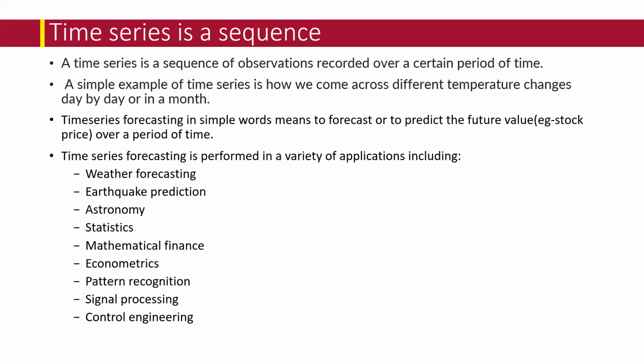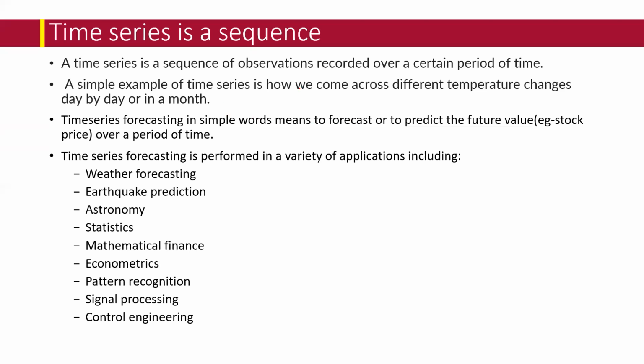So formally, a time series is a sequence of observations recorded over a certain period of time. Observations you can take to mean records, right? If you have tabular data, then each row, each record, is known as an observation, right?